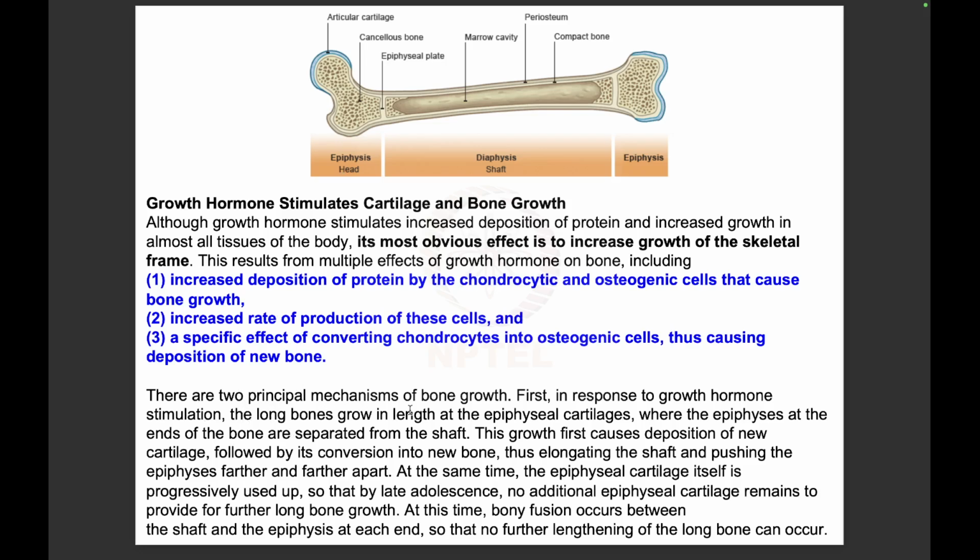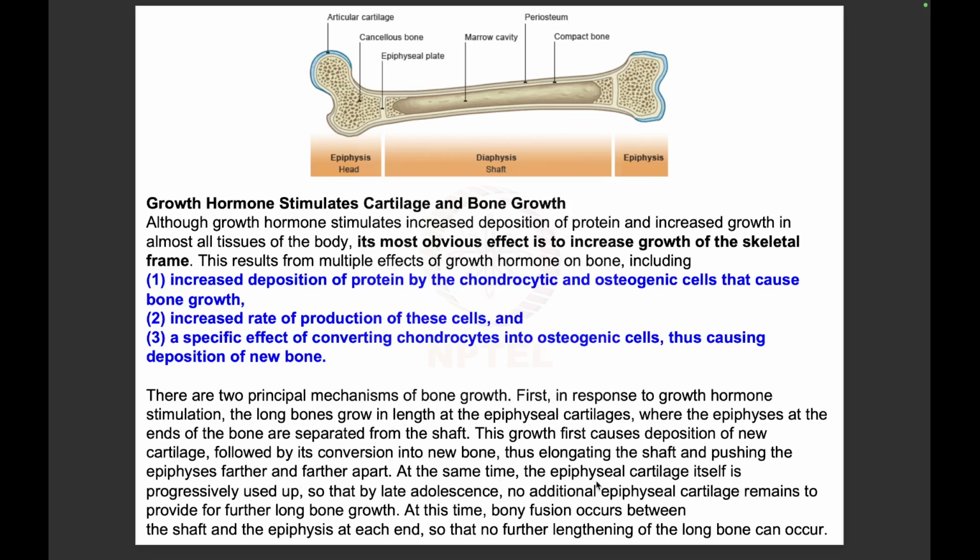So there are two principal mechanisms of bone growth. First, in response to growth hormone stimulation, the long bone grows in length at the epiphyseal cartilage here, where the epiphyses at the ends of the bones are separated from the shaft. This growth first causes deposition of new cartilage, followed by its conversion into new bone, thus elongating the shaft and pushing the epiphyses farther and farther apart.